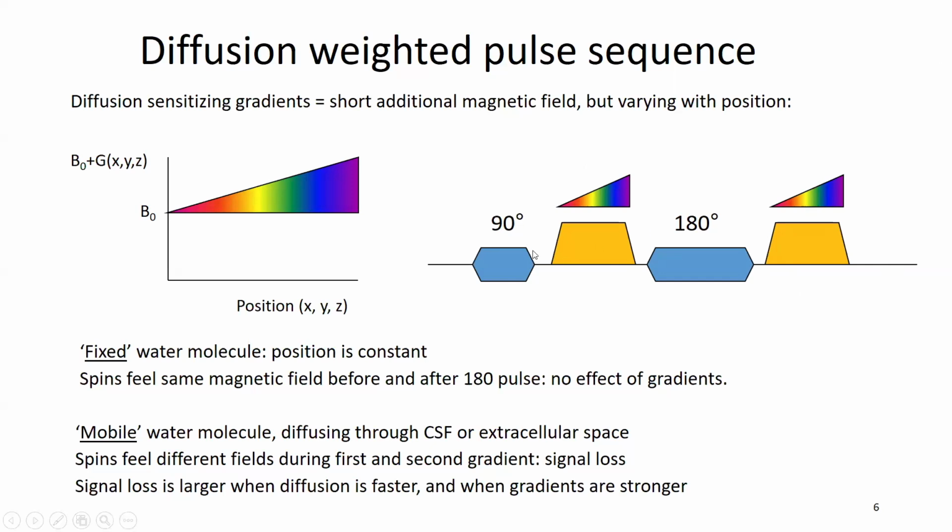Oh, these are RF pulses, yeah. This is a 90-degree RF pulse and a 180-degree RF pulse. Yeah, that's correct. So, can you see this screen?